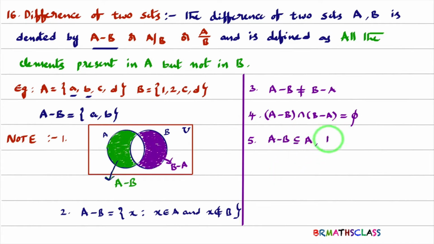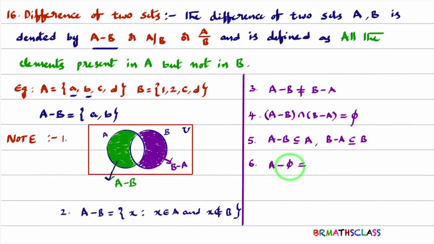Similarly, what will you say about B minus A and set B? Are all the elements present in B minus A present in B? Yes, of course. So B minus A is a subset of B. Now sixth point in this difference of sets. What is A minus null set?